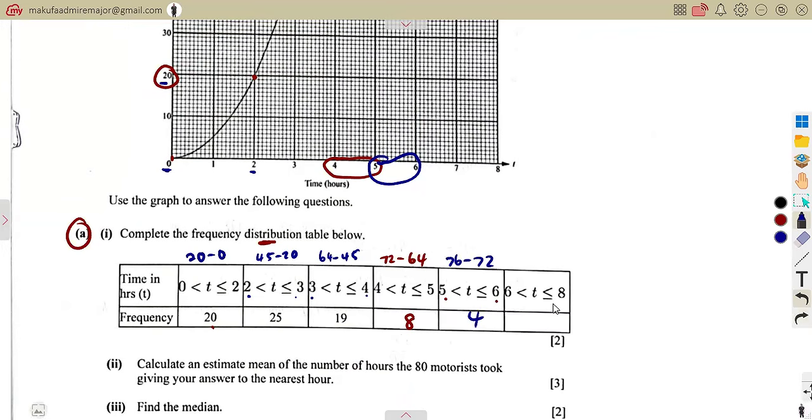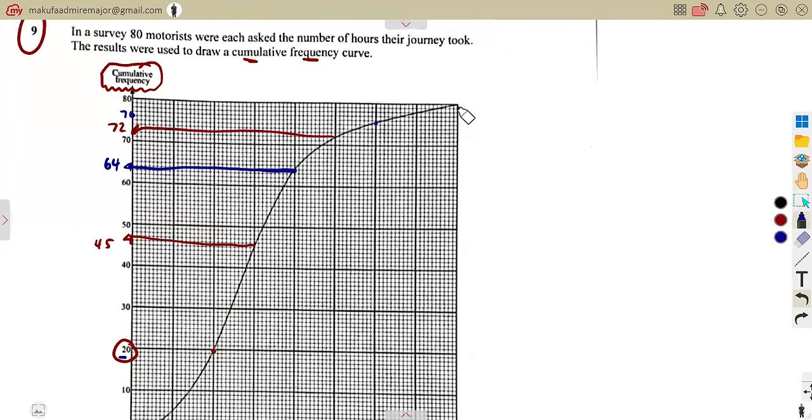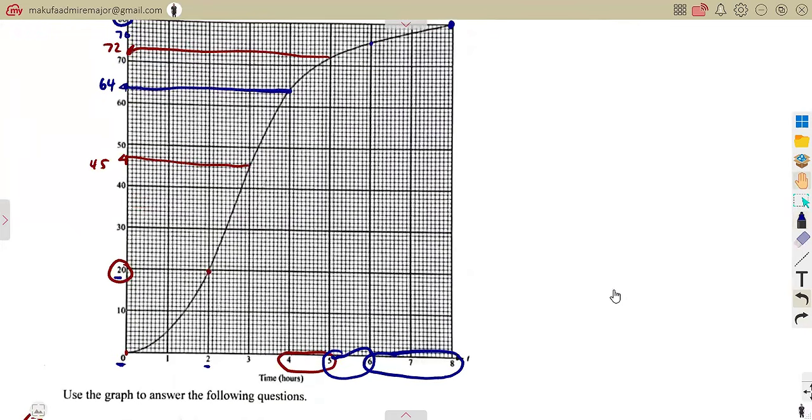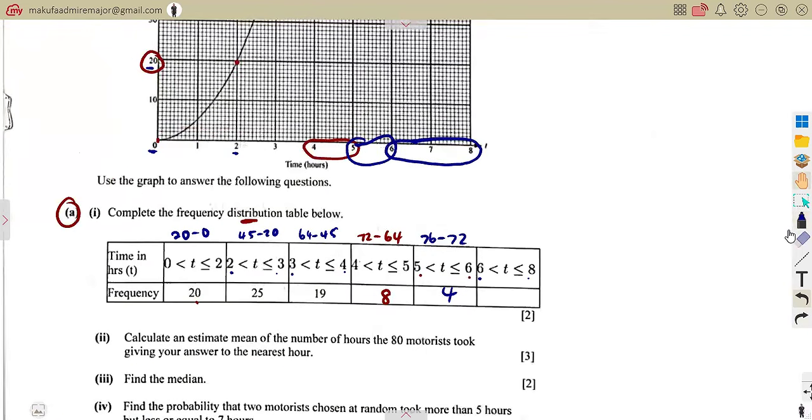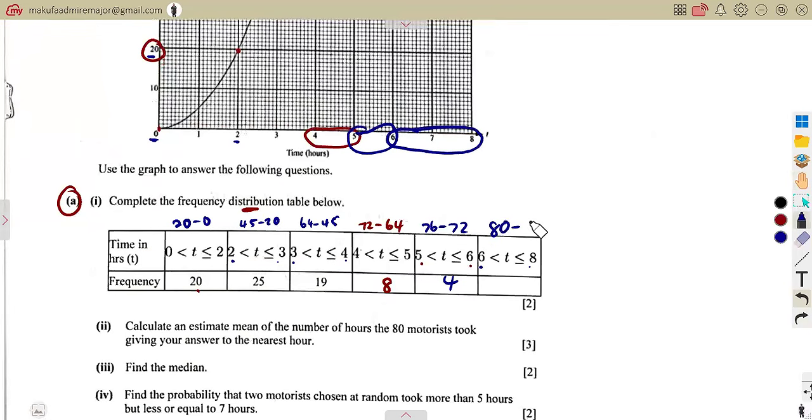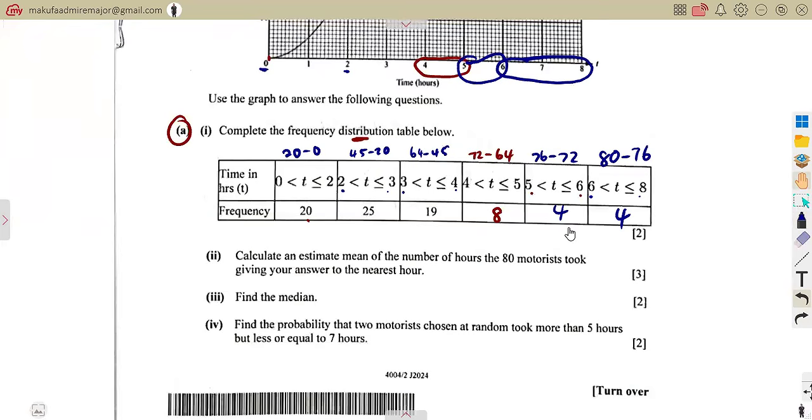Then the last one is 6 to 8. You are combining 6 to 8. We are not counting 7. No, 7 is not taken. You need 8. At 8, it corresponds with 80. Remember, at 6, it was corresponding at 76. So it's 80 minus 76, which is a difference of 4. That is how we're going to answer this.